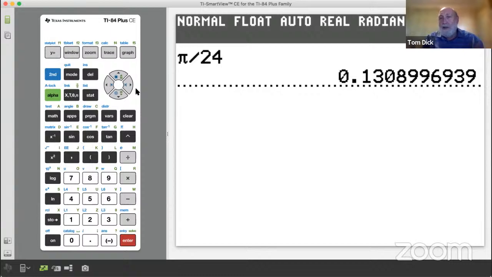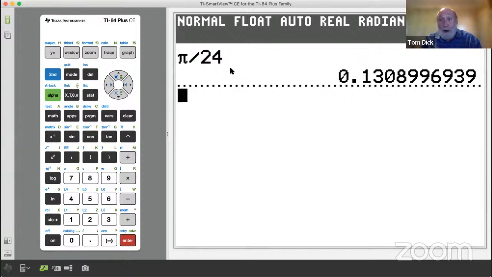What they've done is default to a step value such that if you take multiples of pi over 24, you're going to naturally hit 4 pi over 24, that's pi over 6. 6 pi over 24 is pi over 4. 8 pi over 24 is pi over 3. You're going to hit all your nice rational multiples of pi, so that's been optimized for that.